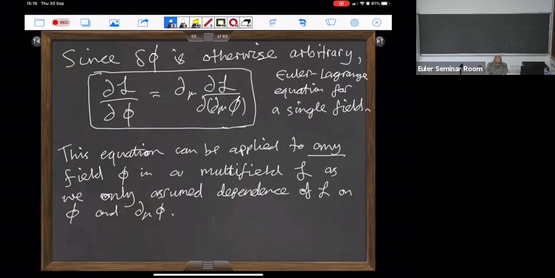Okay, so here I was just assuming that there's a single phi, but for most applications, the Lagrangian will contain lots of fields with indices and multiplicities and so on. We can apply this equation for every individual field that's in the Lagrangian. And that's what we're going to be doing as we look at more and more complicated examples.